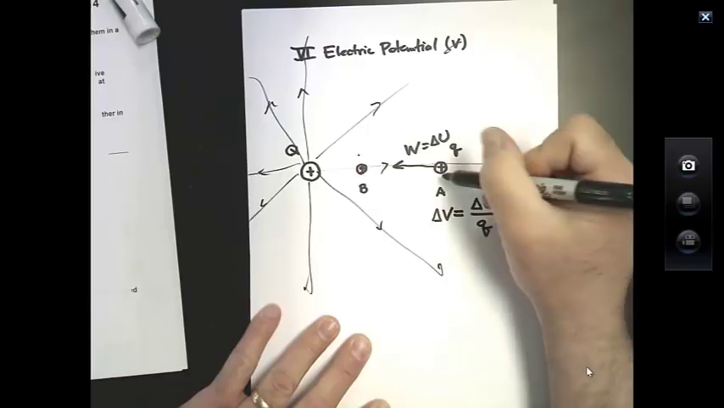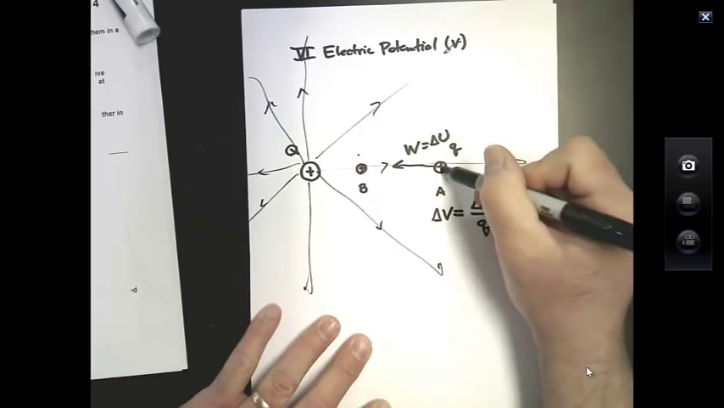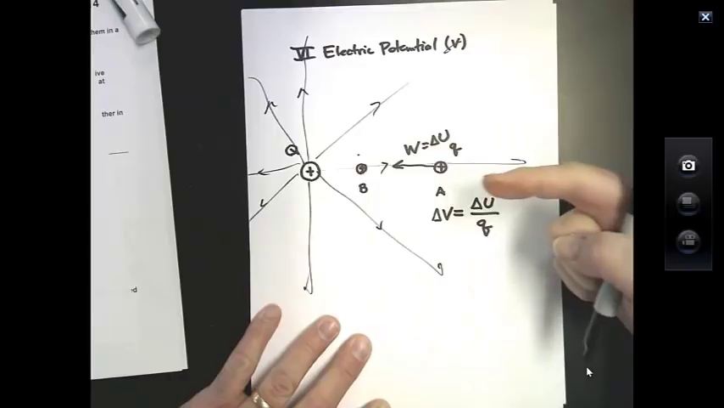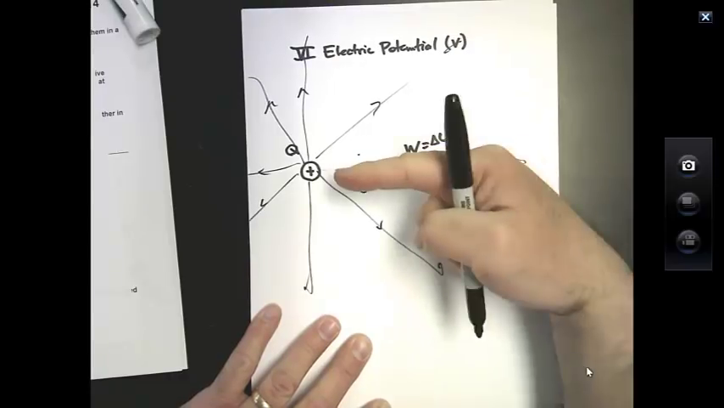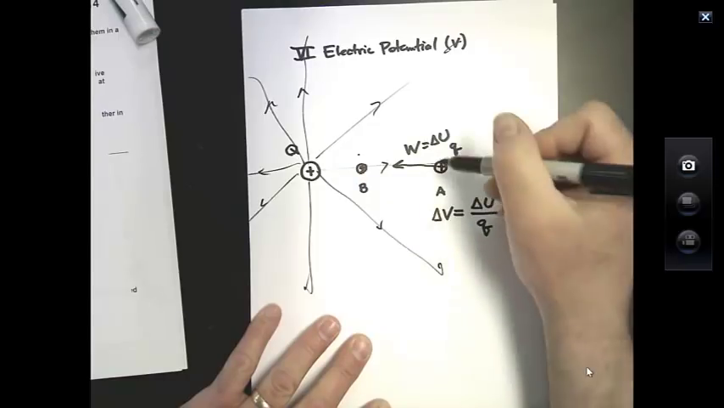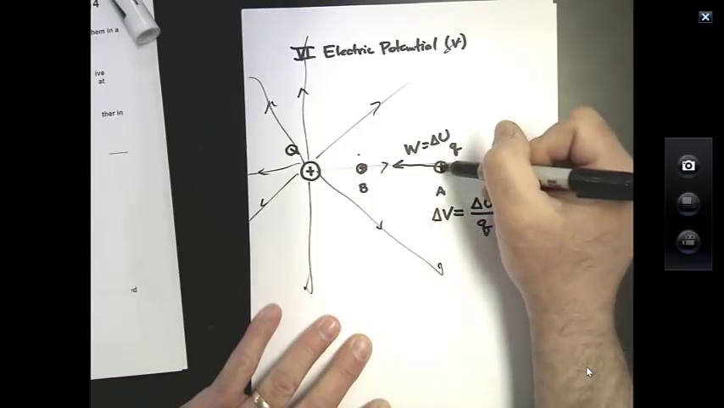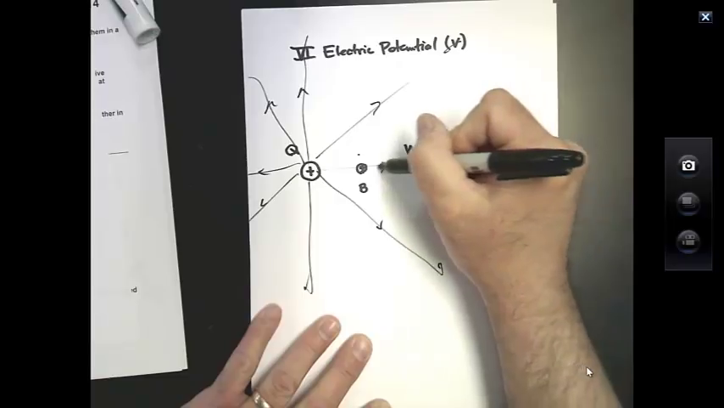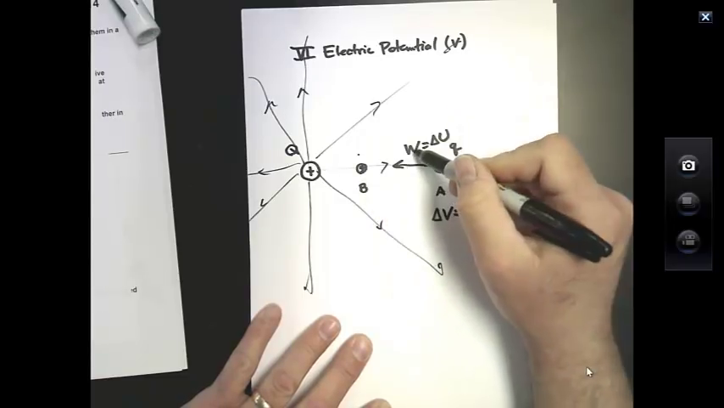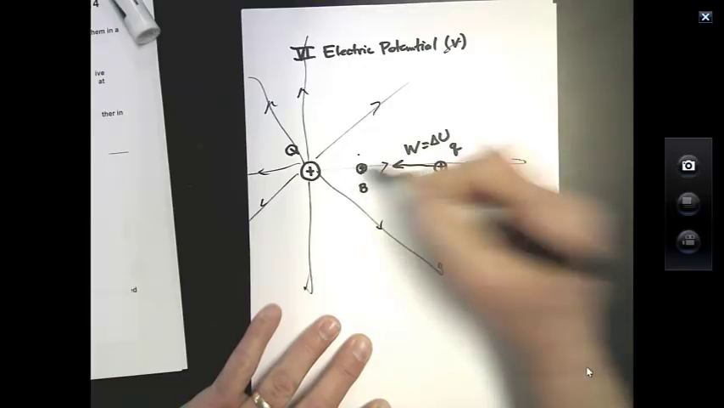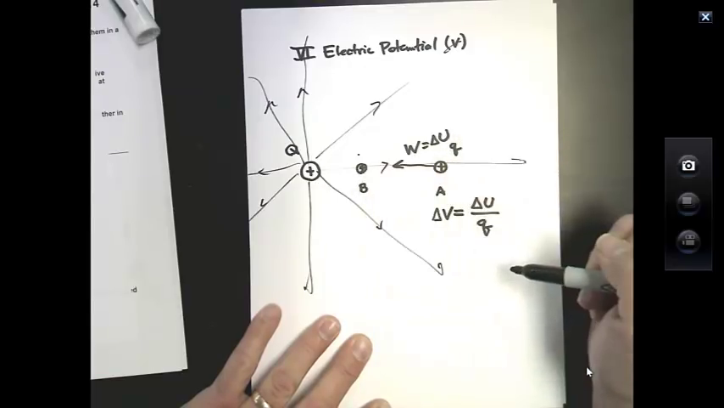Okay, so if we take this little guy and we move him from here to here, I have to do positive work. Why? Because the force I'm applying is in the same direction as the displacement. I can't just say force times distance because the force is increasing as I push this guy from here to here. But I can say that the work that I did in getting him from here to here equals his change in potential energy.